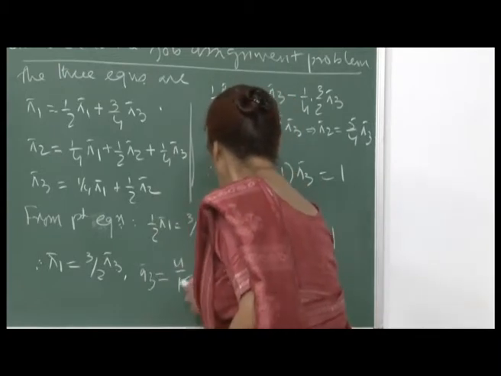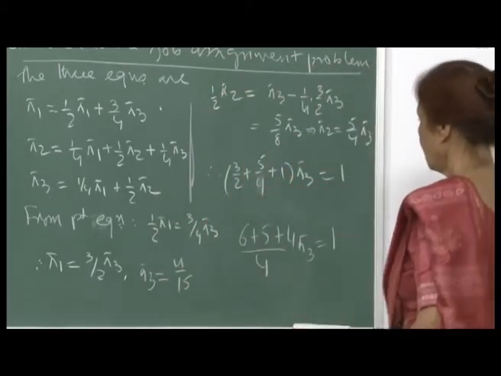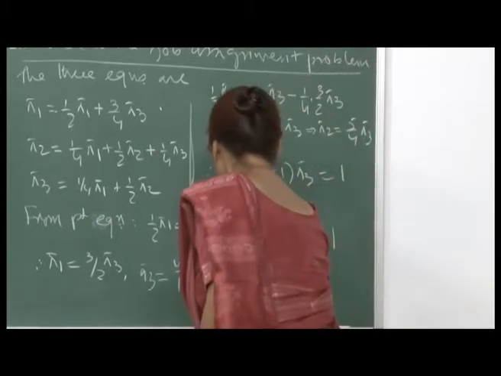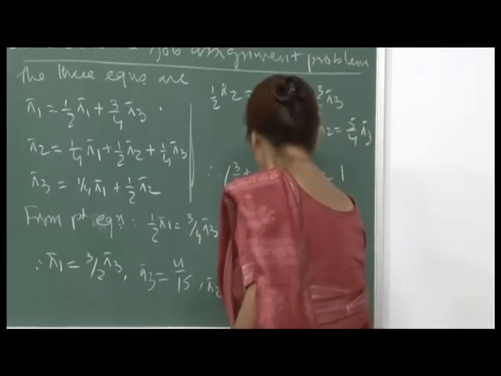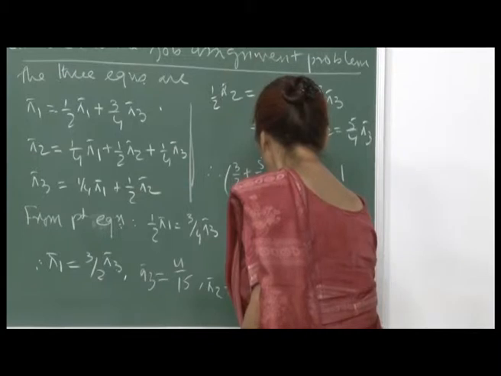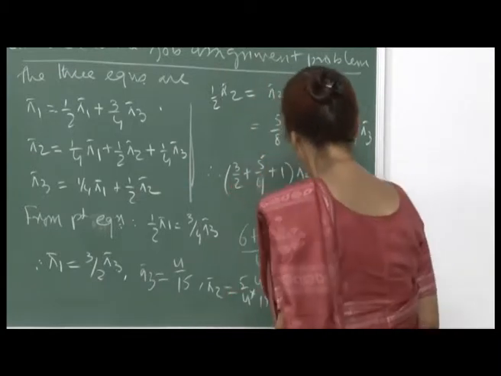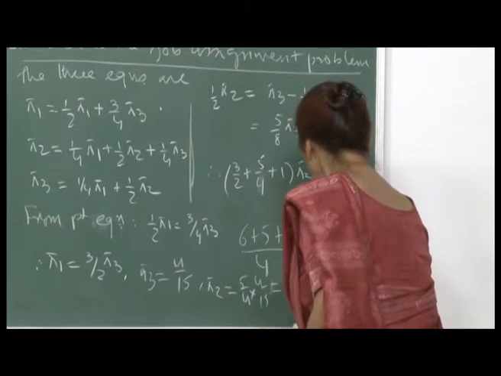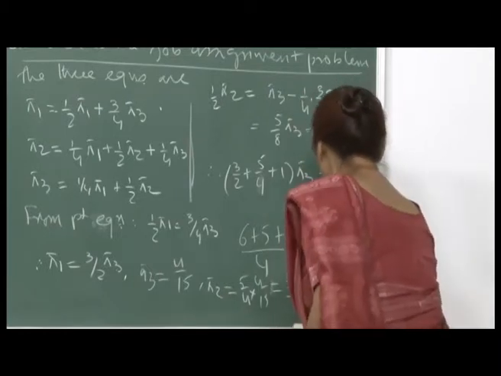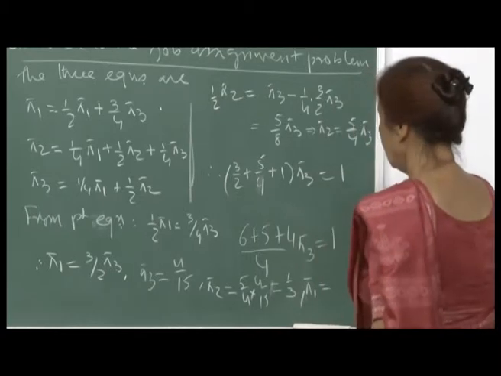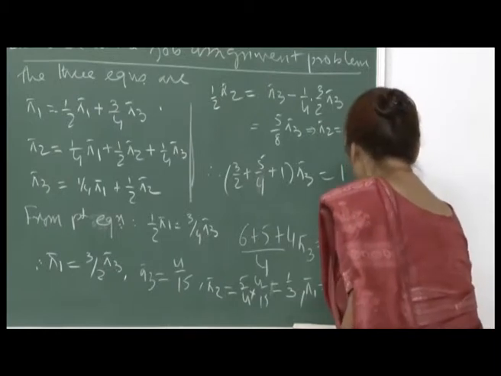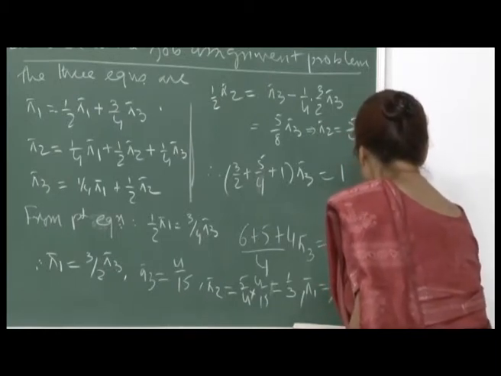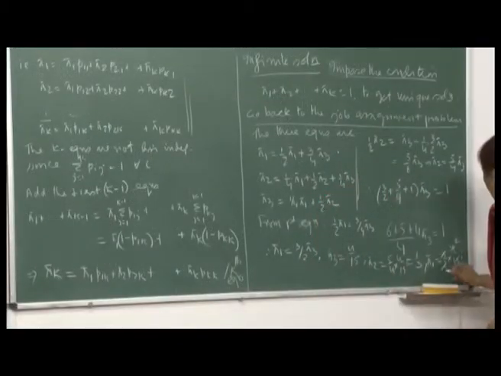So, therefore, your pi 3 is 4 by 15. And so, this gives you pi 2 equal to 5 by 4 into 4 by 15, by the value of pi 3. So, that makes it 1 by 3, and pi 1 would be 3 by 2 into 4 by 15, which is 3 by 5. So, pi 1 is 2 by 5.